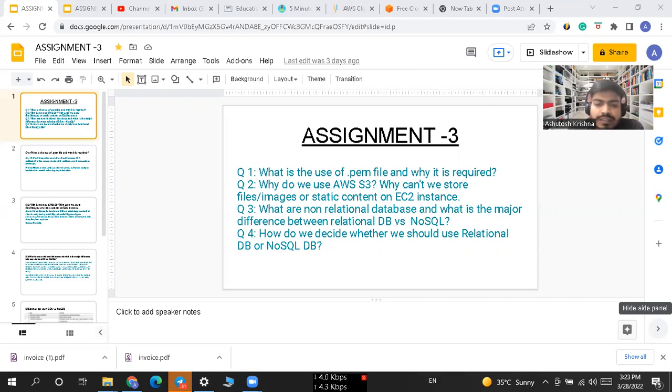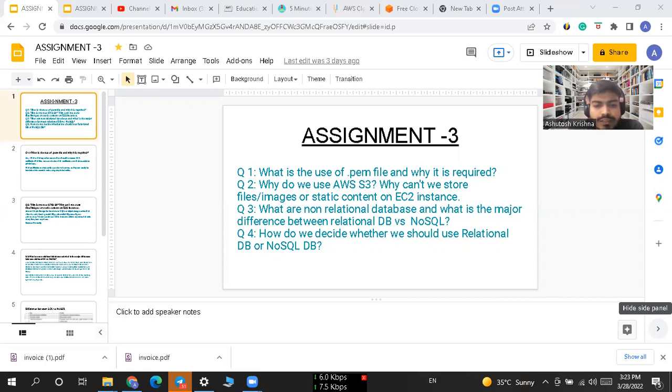And also in relational database, we use structured query language, and in NoSQL, we can use any query language we want. But in relational database, we can use only the specified structured query language.